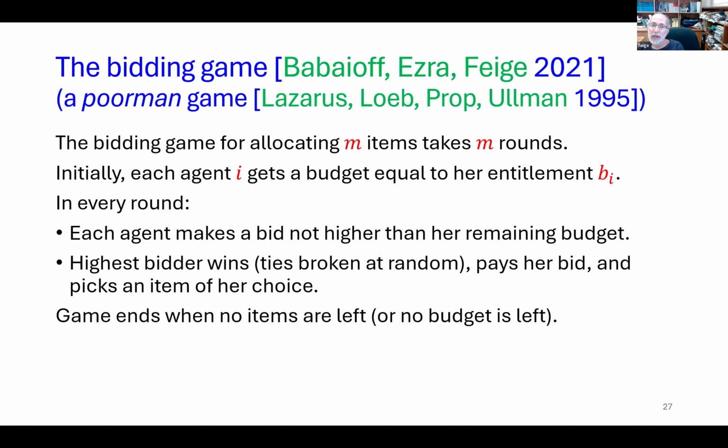The game ends when no items are left. It could also end when no budget is left, but there's no reason for no budget to be left, because the last agent to have some budget left can win all the remaining items by bidding some small epsilon in each round and winning all the rounds. So you can assume that all items are consumed.